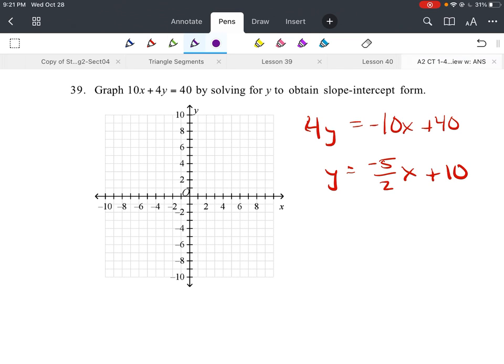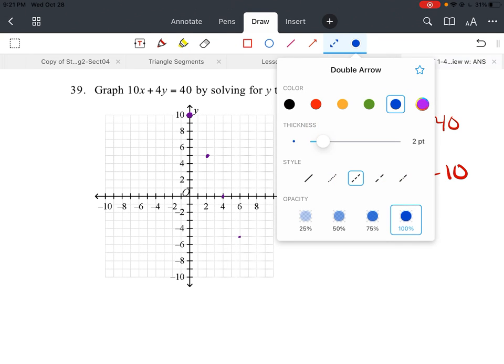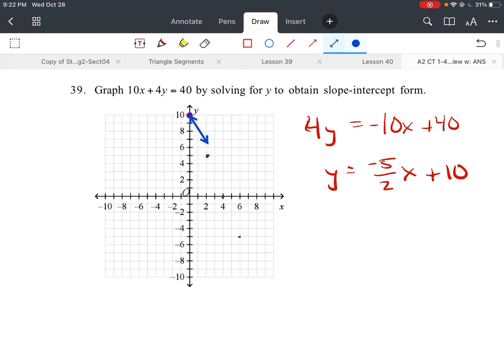Now we'll just plot the points. So we'll start at the intercept, which is way up here at 10, and then my slope is negative 5 halves, which means drop 5 and run 2. Drop 5, run 2. All right, that's enough of that. Let's make a nice line out of it. Sorry, too precise. All right, so this is a pretty good line here. Okay, there's slope intercept form, and I graphed it. We're good.